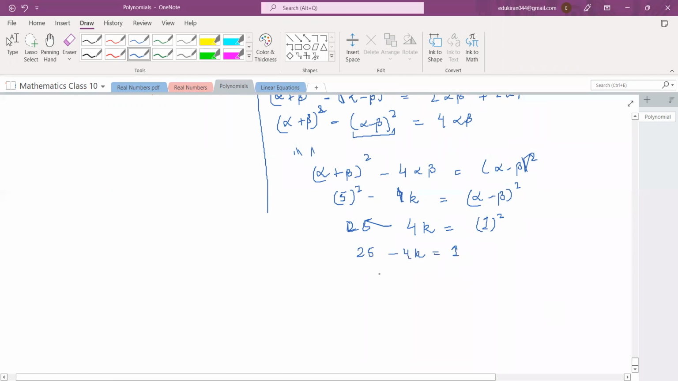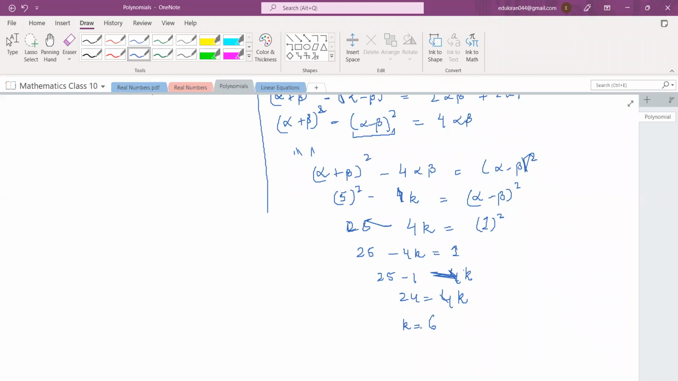And see, this is simple. 25 minus 1 is equal to 4k. And then 24 is equal to 4k. And k is equal to 6. Yes? Yes. So this question was very simple. You just have to make use of the identities to find the value of k.